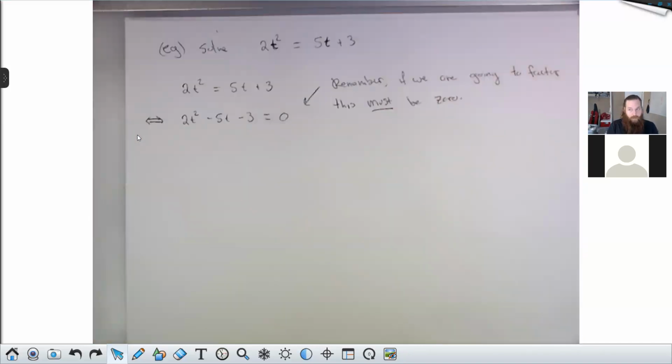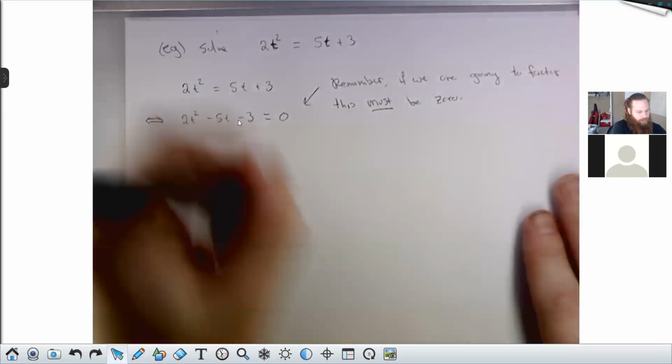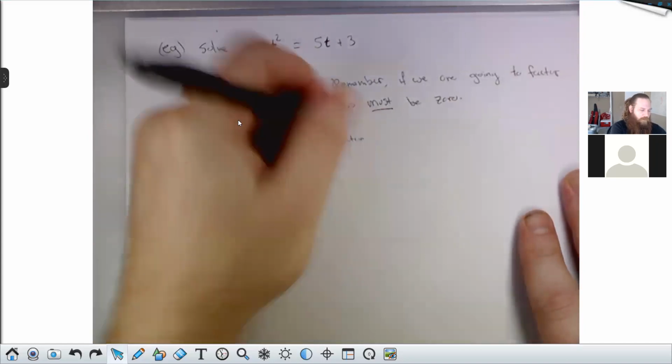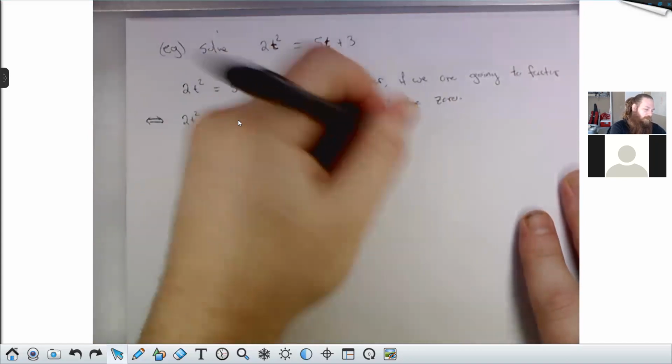Right, setting each factor equal to 0 only works for 0. Okay, so we've got that. My factoring tool here is going to be the AC method. So now I'm going to factor using the AC method, or at least I'm going to try.